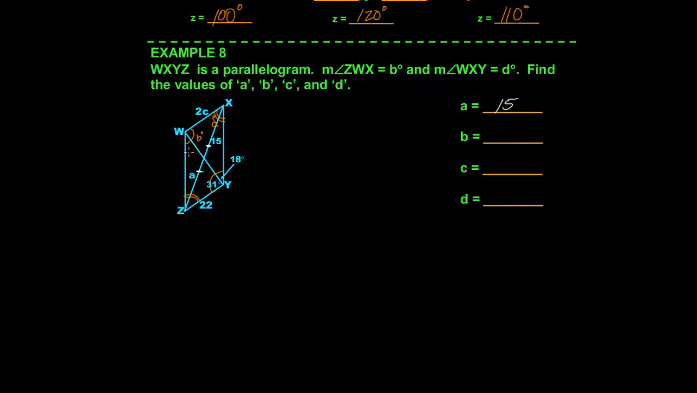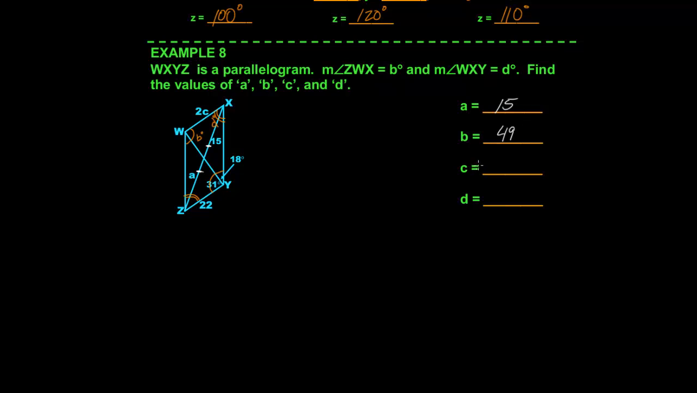B, all of this degrees is we can look. Here's our two congruent angles. That's why I put one arc to represent that. So let's add these two together to find our value of B. 18 plus 31, 49.